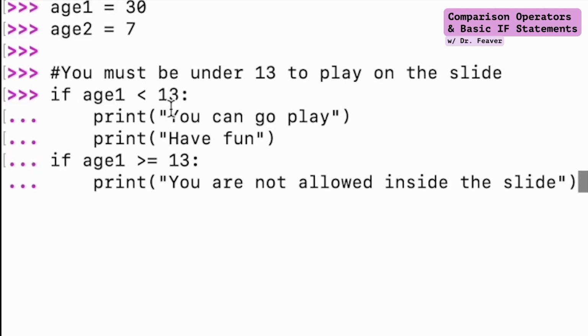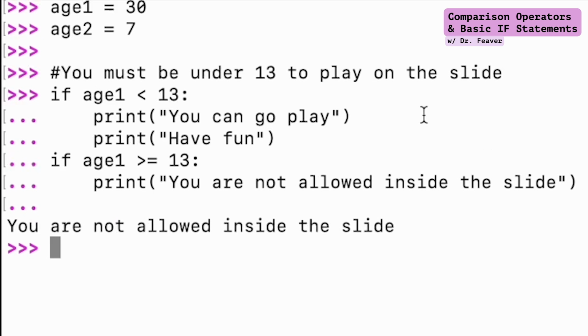So here we have 2 if statements. The first one will happen if the person is under 13, which they aren't, age 1 is not. The second one has age 1 bigger than or equal to 13, so this is what will happen because age 1 is bigger than or equal to 13, and it'll print you are not allowed inside of the slide. So the first block of code never happens because this condition, age 1 less than 13, is false. The second block of code will be evaluated because age 1 bigger than or equal to 13 is true. So I'm going to hit enter, and you will see that it gives me the result. You are not allowed inside the slide.